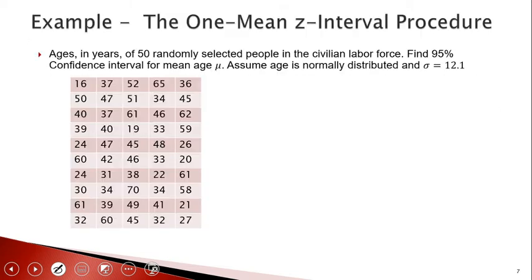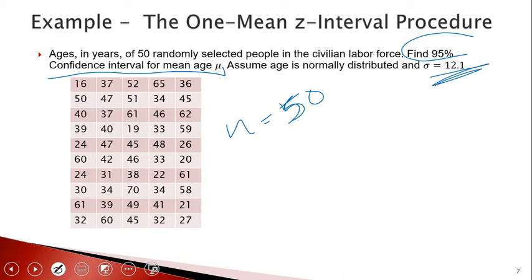Okay, let's see a few examples. Here you have data, 50 data points. It's not 30, it is 50. Sorry for that. You have 50 randomly selected people. What we need to find is the 95% confidence interval for the mean age mu. They have given sigma, so we are working under known sigma. How do we do this?